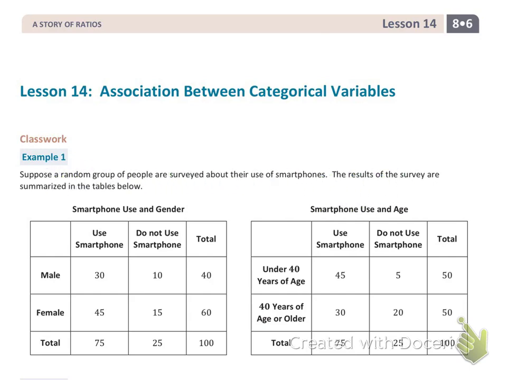And then, if you knew someone who was 20 years old, would you expect them to be a smartphone user based on this data? You'd have to reference the data to answer that question. So pause the video, look at these two tables, and just see what they are telling you. Pause and then come back and we'll have a discussion.